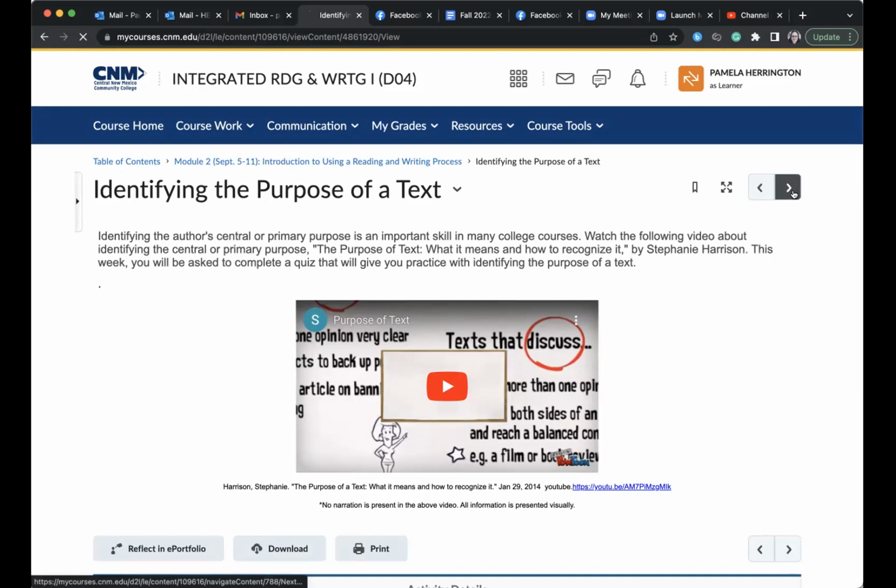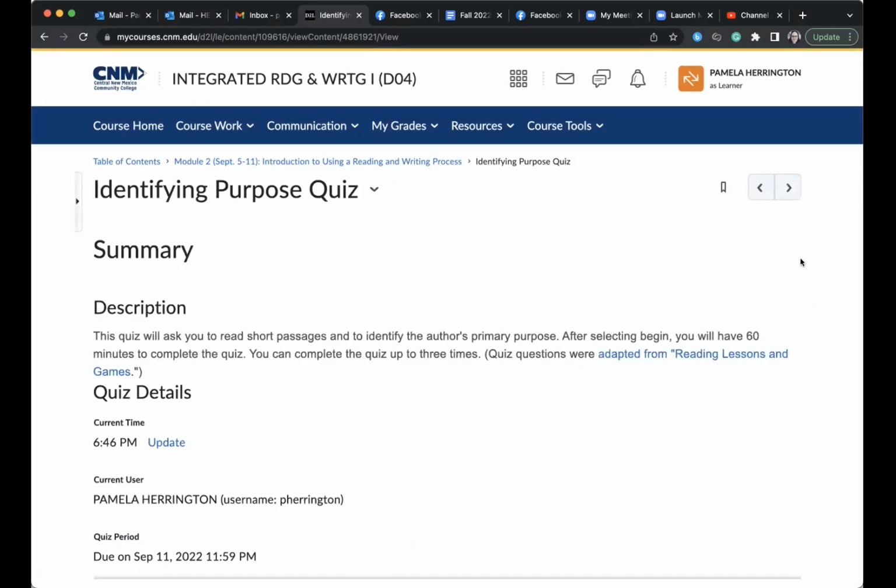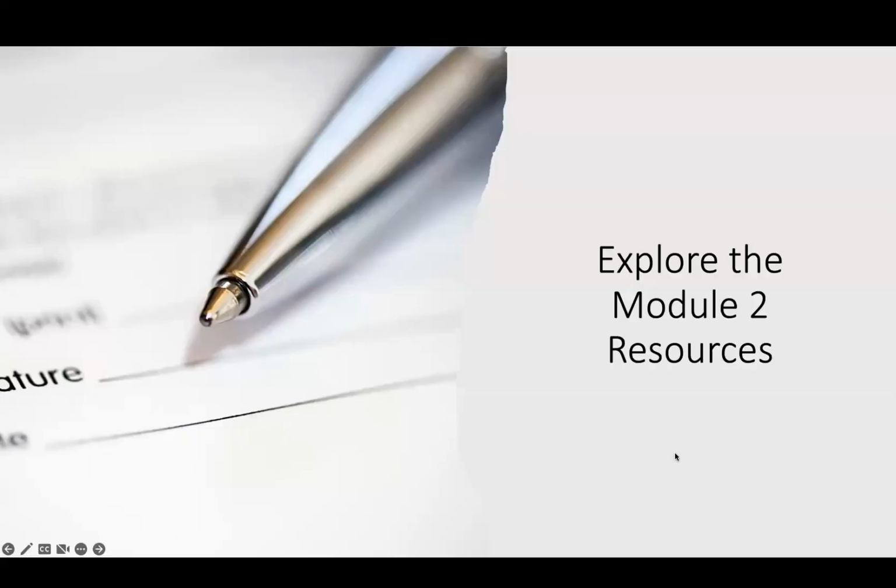After that, there is a quiz to take. And so this is a quiz that you can take up to 3 times. It asks you to read short passages and to identify the author's primary purpose. And so you'll be seeing some paragraphs and you'll be seeing questions that ask you, why is the writer writing, right? What is the writer's purpose?